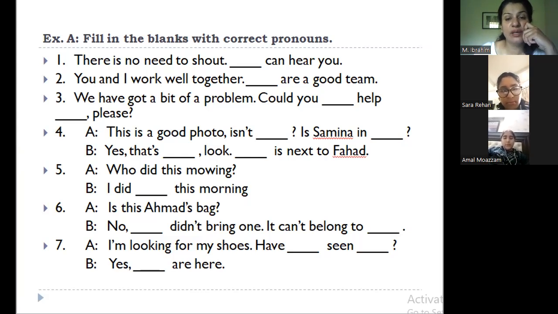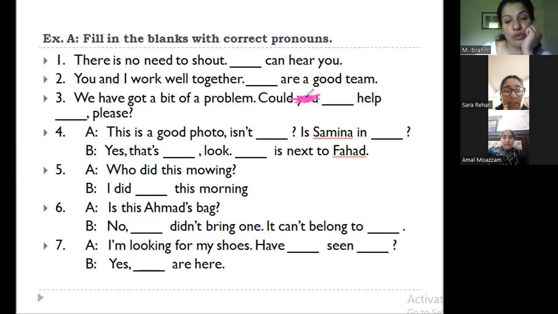Amal, you and I work well together. We are a good team. Very good. We have got a bit of a problem. Did you see what I did there? I messed it up. Do the other one. Could you help us, please? Us or me. Could you help us? Oh yes, because it's we, so it's going to be us.